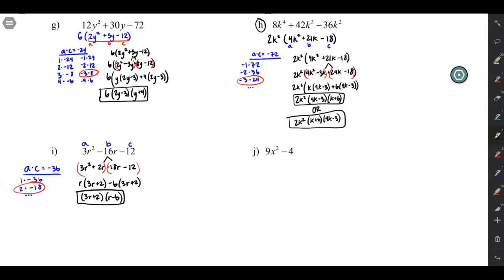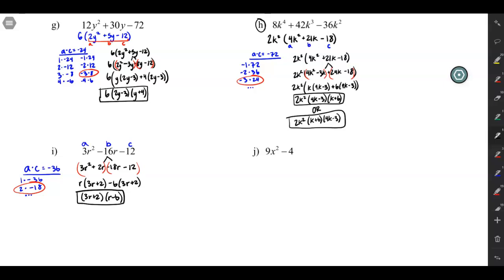So hopefully you're able to find both of these final factored forms. One thing I wanted to point out to you guys in H is that it doesn't matter which order you put your parentheses in. So if you found 2k squared times 4k minus 3 times k plus 6, or if you switch the order of those parentheses, that is okay. You could have put the k plus 6 first.